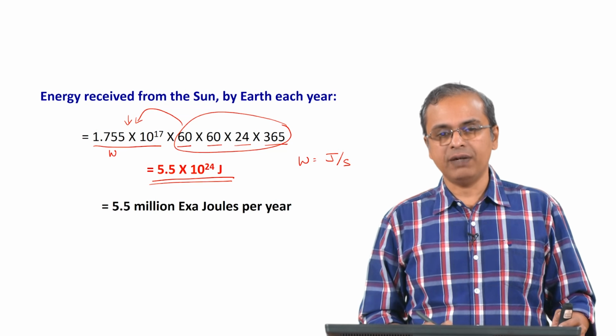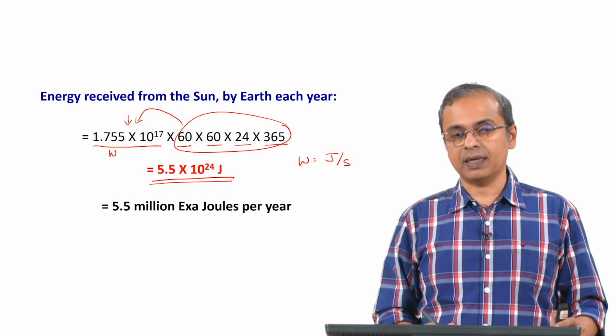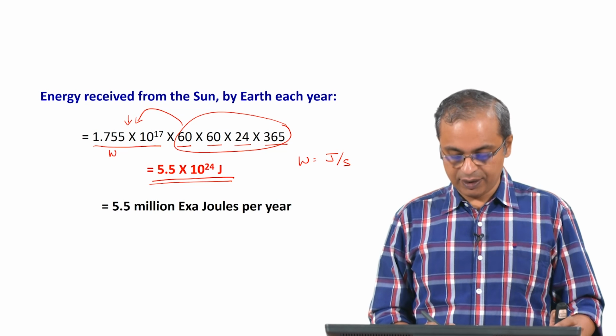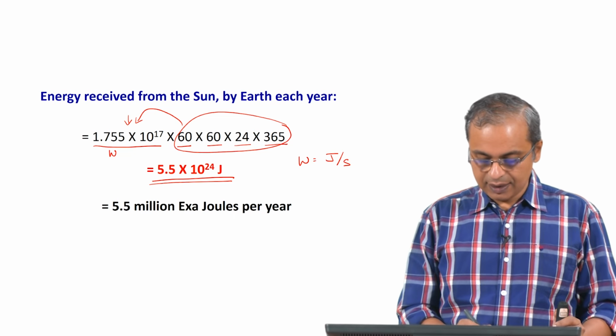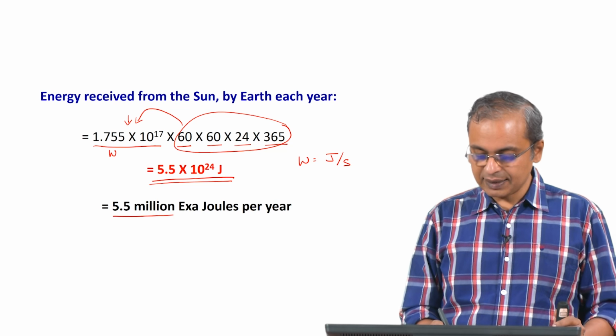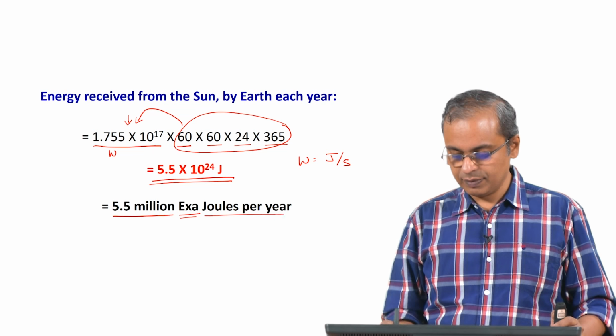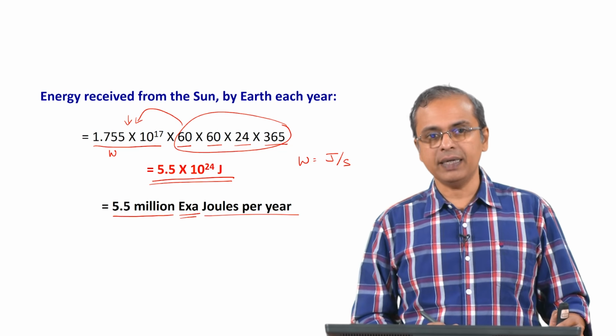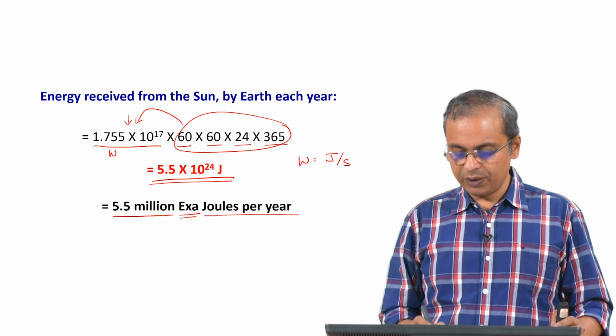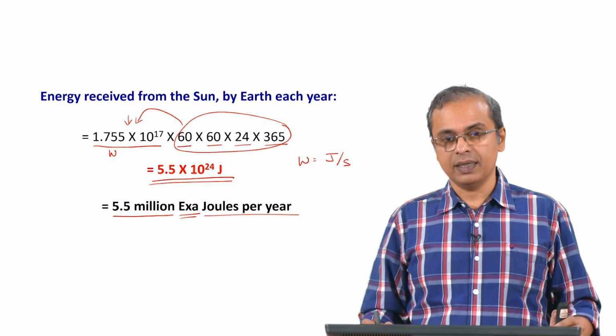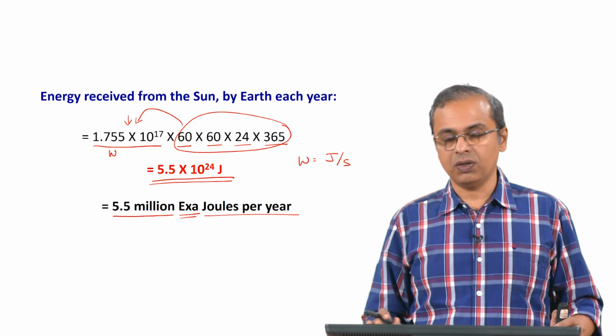Okay. So, if you do the calculation, you arrive at this number: 5.5 into 10 power 24 joules arrives at the earth every year from the sun. That is 5.5 million exajoules, where exa is 10 power 18. So, 5.5 million into 10 power 18 joules per year is arriving from the sun on the earth.